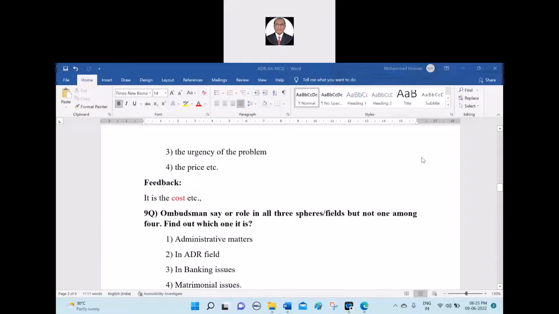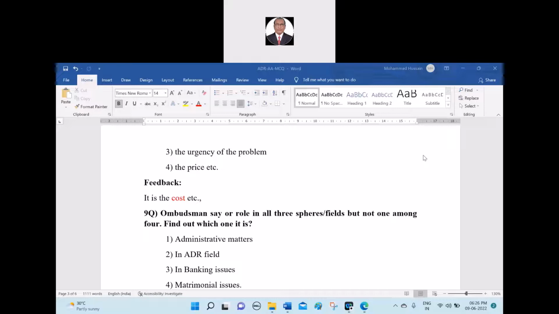The ninth question. Read, anyone unmute and read. Ninth question. Read. Ombudsmen have a role in all three spheres, but not one among the four. Find out which one it is. Administrative matters, the ADR field, banking issues, matrimonial issues. Number 4, sir. Matrimonial issues. In matrimonial issues, the ombudsman would not be there.